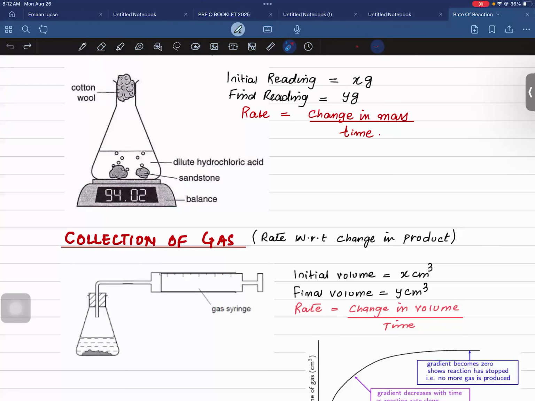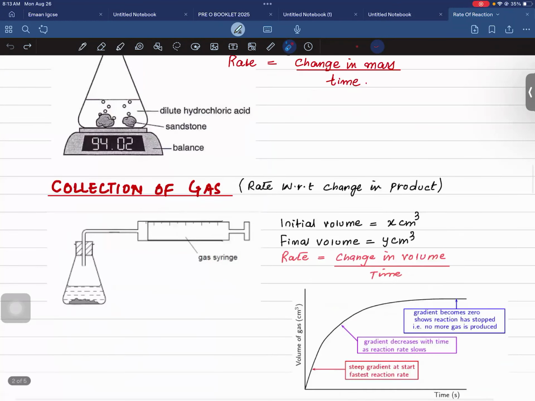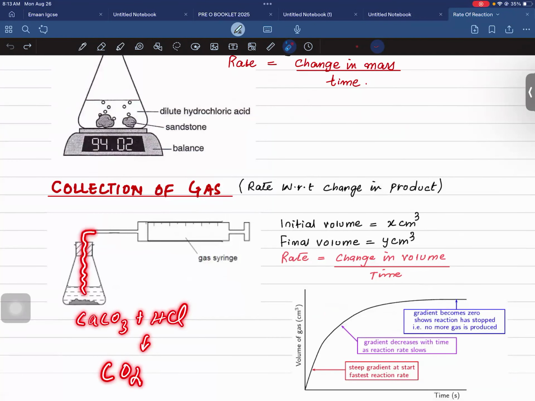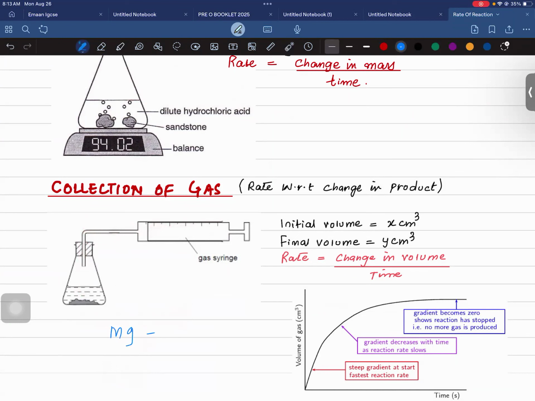So let's suppose in this conical flask, again the same thing. Calcium carbonate is going to react with HCl. It's going to produce carbon dioxide. So the gas is released just like that. Or you can consider magnesium reacting with HCl. It's going to produce hydrogen gas. So hydrogen gas is collected into this syringe. Then you turn on your stopwatch.